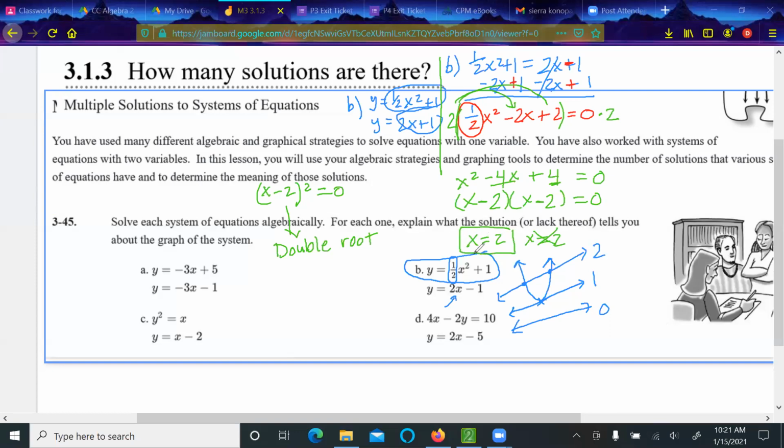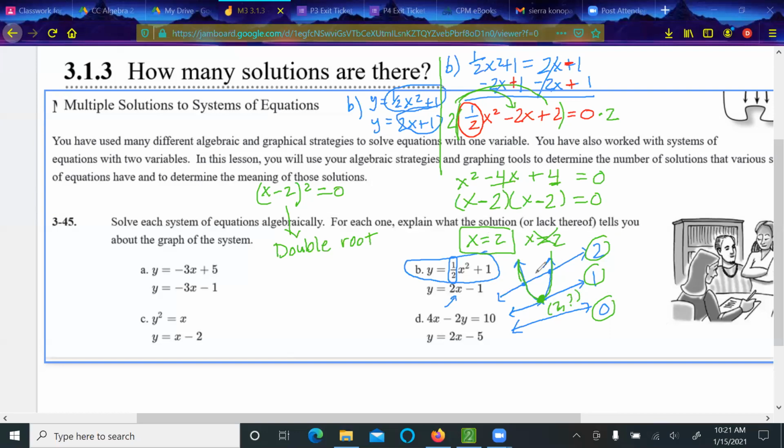But since it's a double root, what situation does that mean here? Do we have 2, 1, or 0 answers? We have 1. It means it's at the vertex, right? So our answer is right here at the vertex. So this is 2 comma something.